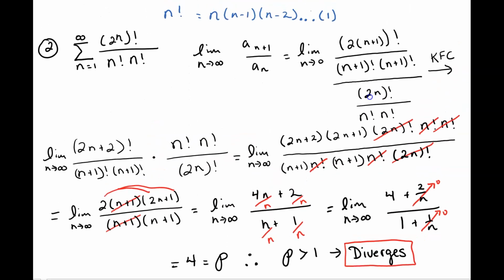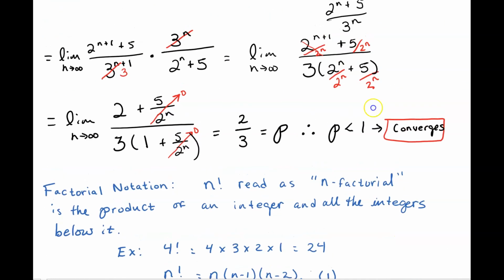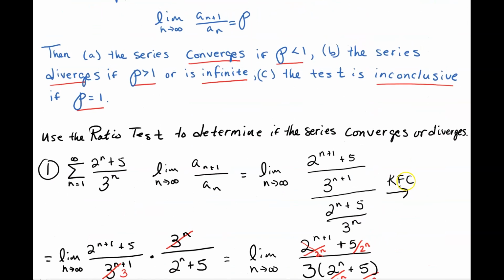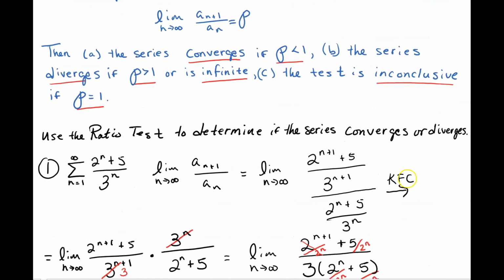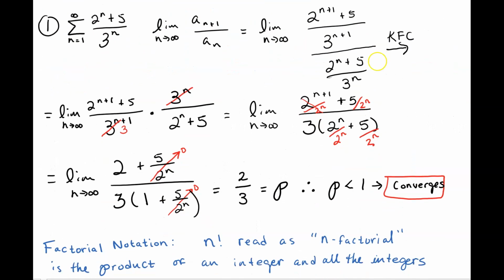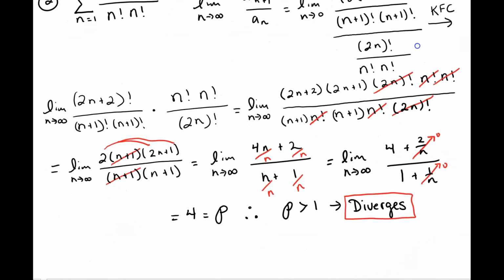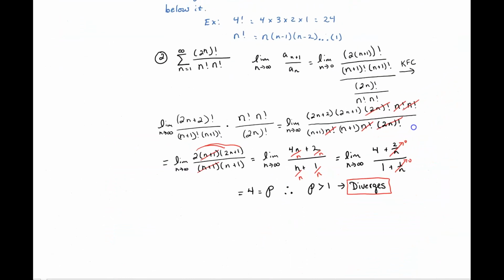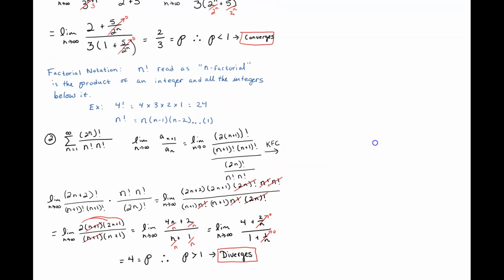Because we go back to the definition up here at the top that said if rho is less than 1, it converges. If it's greater than 1 or is infinite, it diverges. And if it equals 1, it's inconclusive. Hopefully this helps and makes some sense when we look at the definition and the grand scheme of things.